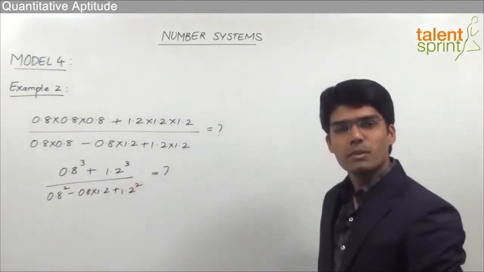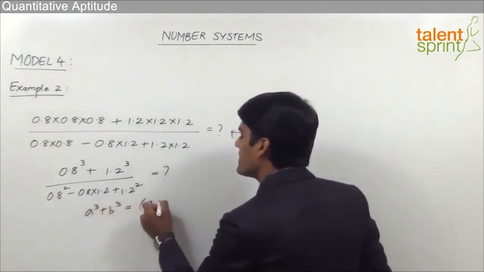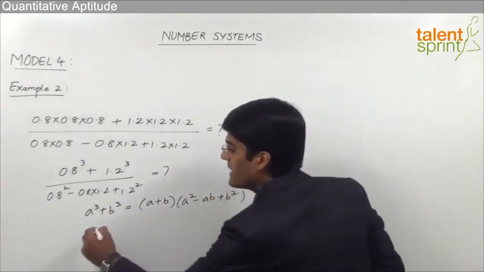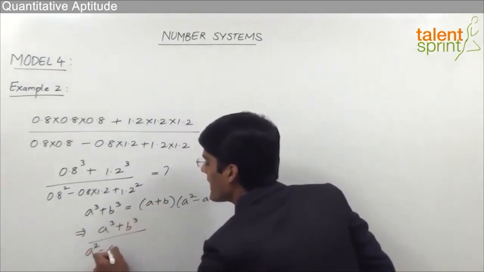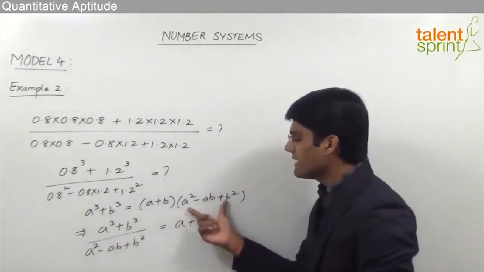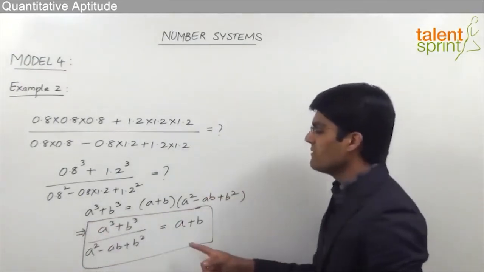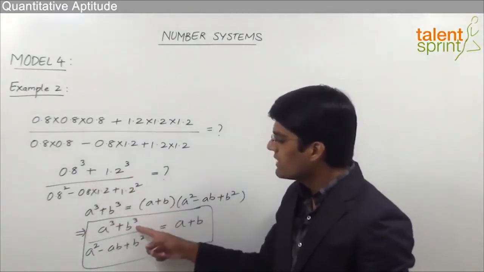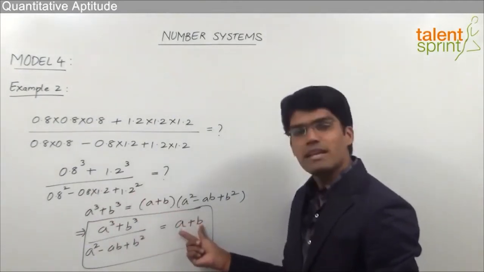So what is the question equal to? We know that a cube plus b cube is equal to a plus b into a squared minus ab plus b squared. And this can be taken as a cube plus b cube divided by a squared minus ab plus b squared should be equal to a plus b. That means simply the second part here is taken in the denominator on the left hand side. Now if you compare the given question with this equation, we find that it is exactly in the form of a cube plus b cube divided by a squared minus ab plus b squared, and the answer has to be a plus b.